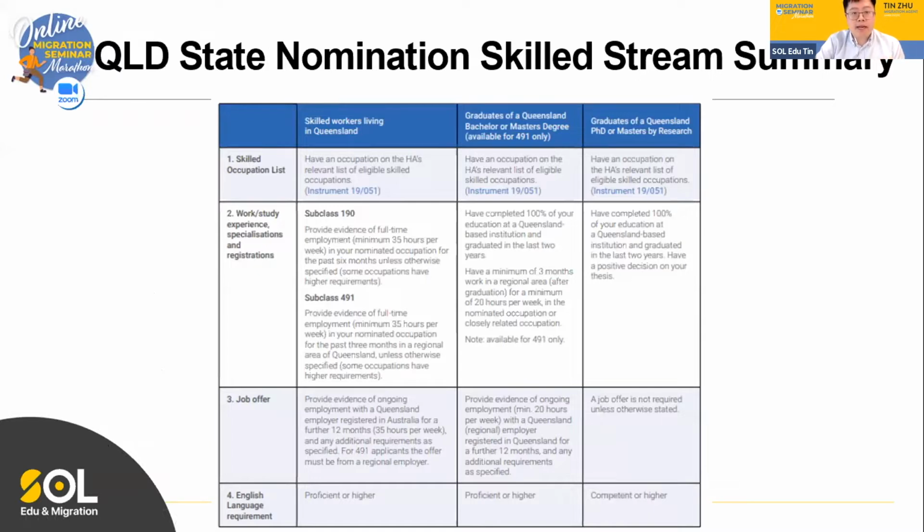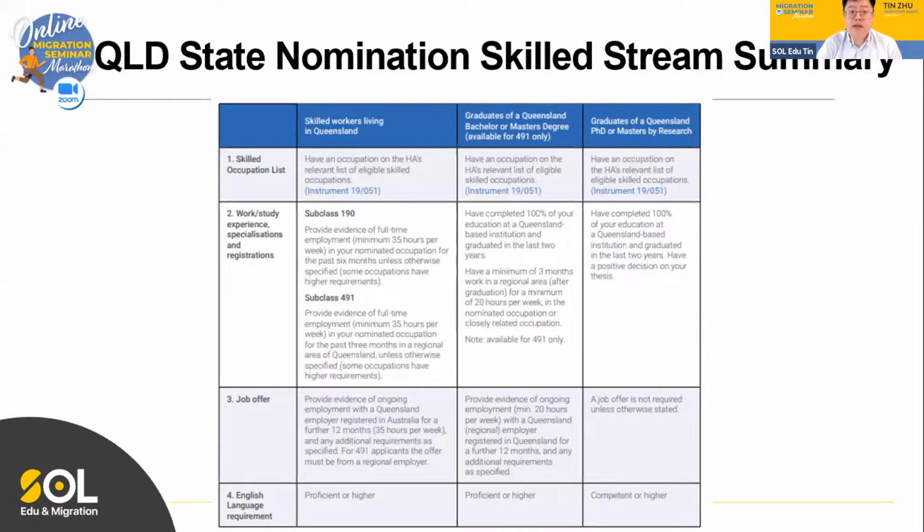So for the skilled occupation list, as I mentioned, as long as your occupation is on the MLTSSL or STSOL, you will be eligible to apply for either the skilled worker stream or graduate stream. So there will be no limitation about the occupation if your occupation is on the relevant list. Secondly, for working and study experience, for the 190, it remains the same as last financial year. So you need to be working full-time for the past 6 months in Queensland, and you need to provide a job offer for full-time employment for the next 12 months.